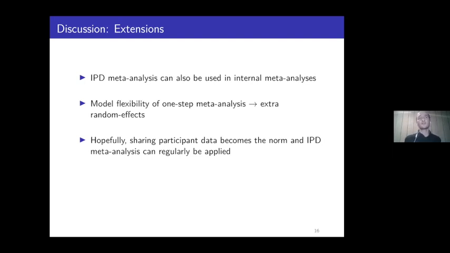Other extensions and advantages of one-step meta-analysis: it's very flexible. So you could also say, I would like to add an extra random effect, for instance, if you want to take into account that some studies are conducted in Europe, whereas other studies are conducted in the US. That can be done with an extra random effect, which is more difficult to do in conventional meta-analysis.